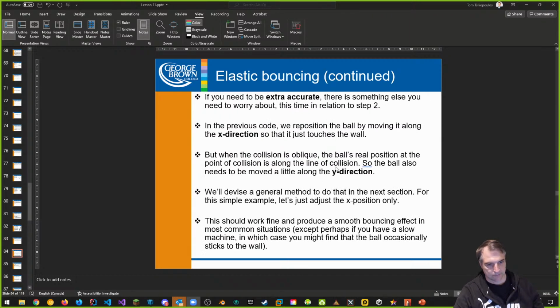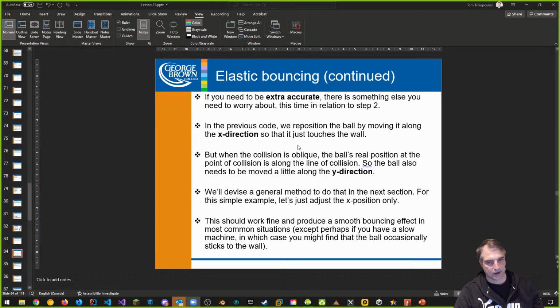All right, let's go to that, right? So we'll devise a general method to do that in the next section. For the simple example, let's just adjust the x position only, and this should work fine and produce a smooth bouncing effect in most common situations, except perhaps if you have a really slow machine in which you might find the ball occasionally sticks to the wall, right? Slow machine means fewer frames per second.